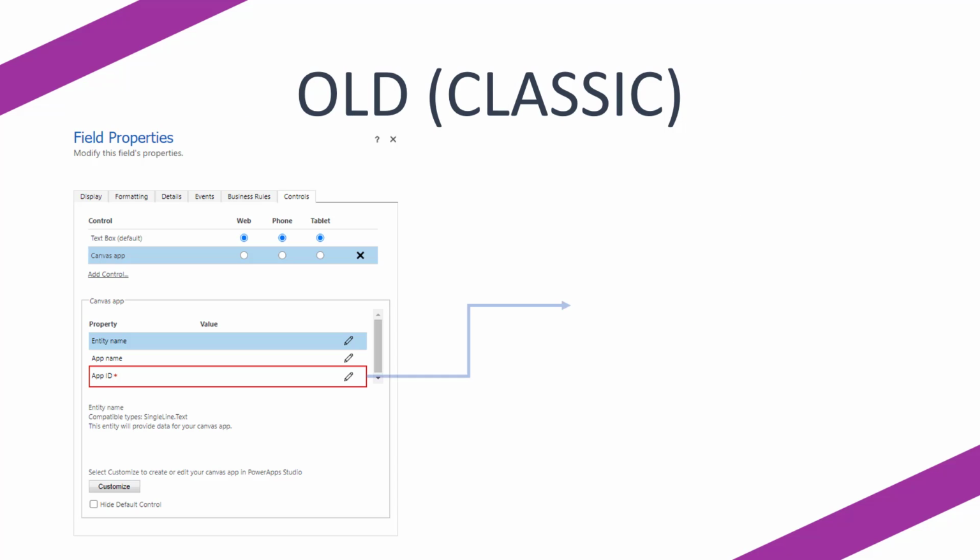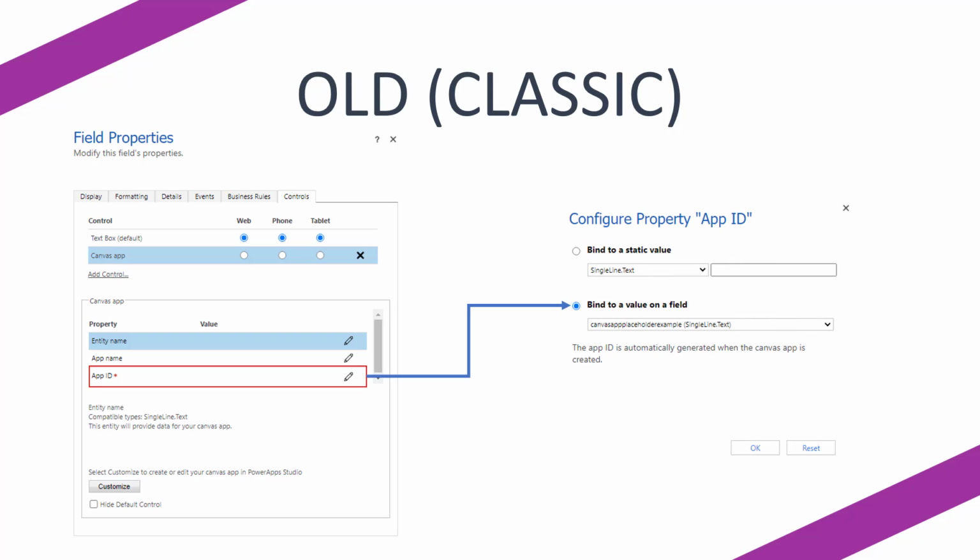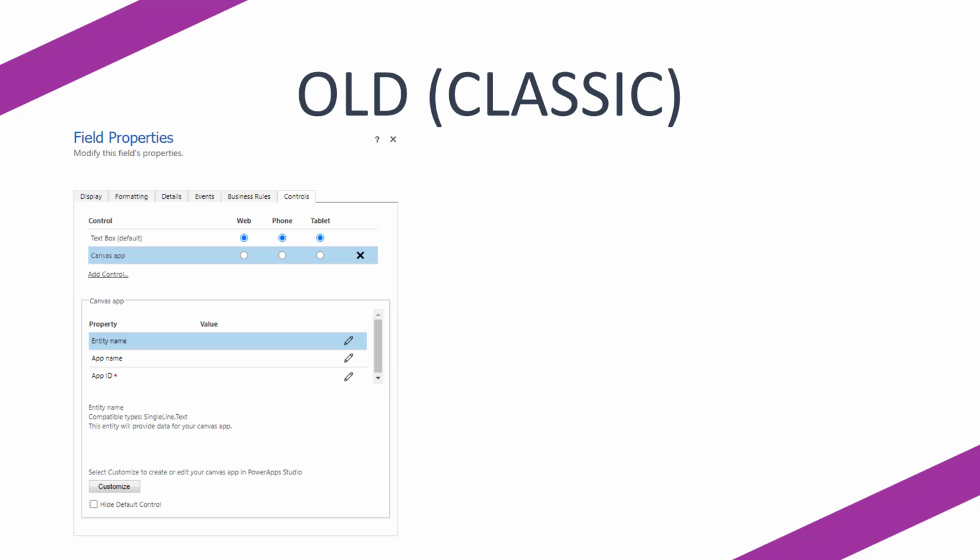Okay, so let's go on to the classic. What we're going to do is click on the little pencil icon and open up the app ID, and you'll get the config property app ID. What you're going to want to do is select bind to a value on a field, and then select the column. It says field, but you're going to select the column that you've just previously created. So what are we actually binding to it? It's not very clear what's going on here, but we're going to go over this further, so let's just keep proceeding at the moment. You're essentially saying we're going to bind a value to this field. What you'll then do is click OK, and then we'll move on to the app name.